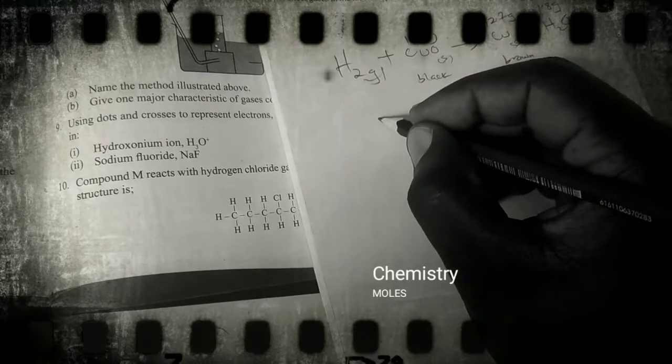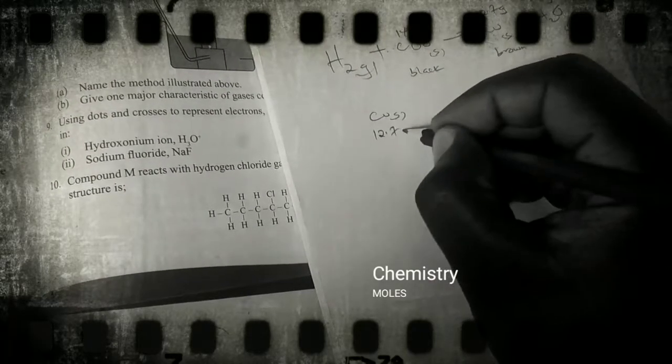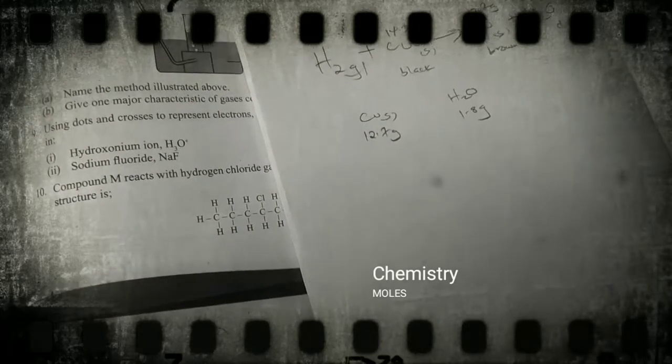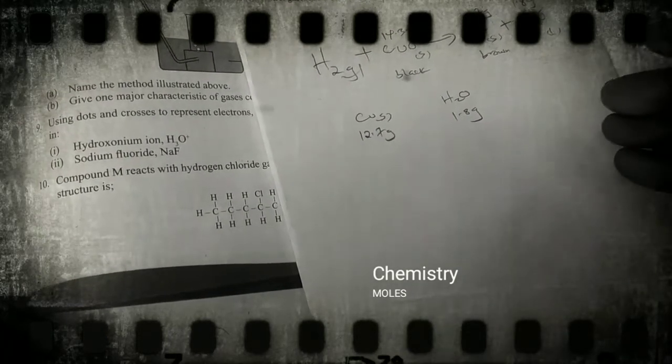So to determine the formula of the oxide formed, already we have copper, which is a solid, with a weight of 12.7 grams, whereas water has 1.8 grams as a mass. We need to find the relative atomic mass of copper, at the same time the relative molecular mass of water.